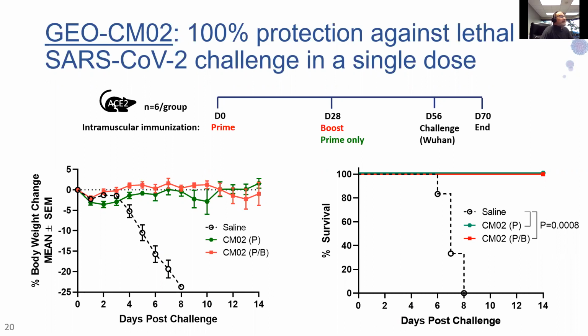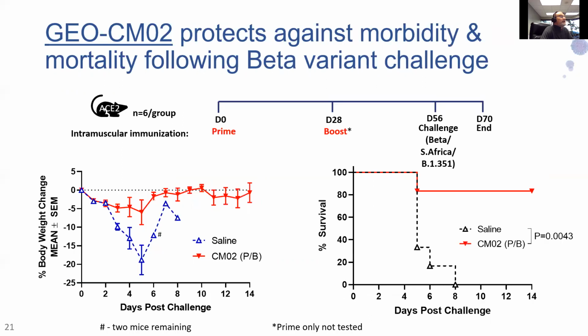Now, this is a homologous challenge model. So the vaccine was based on the Wuhan strain, and the challenge model was based on the Wuhan strain. So now the question is, well, what if we want to look at a variant? And here what we've done is challenge the animals with a South African variant, the B1351, which is in this model system significantly more virulent and somewhat more variable in terms of the S protein.